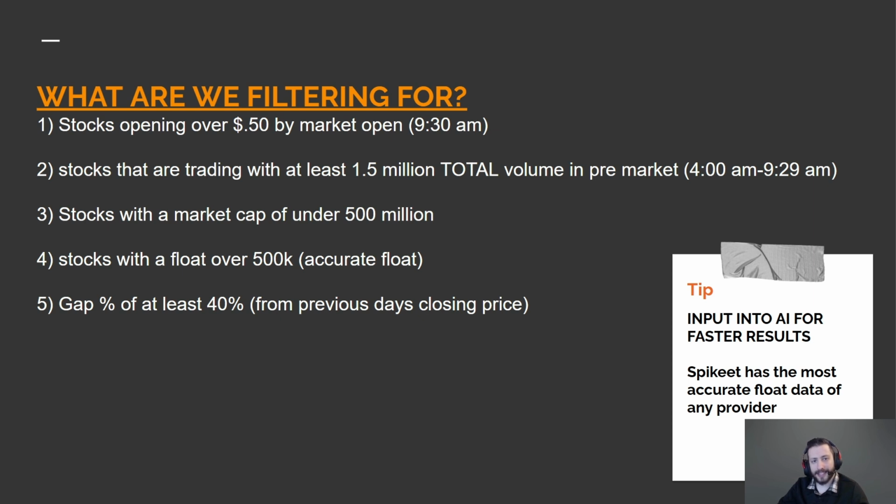Moving on to float, this is probably the most important point here. 99% of the data providers do not provide accurate float data. Spikeet does. This is very important because as you're going back through your backtest, you need to make sure that if you're filtering off a float, that the float is actually correct. Otherwise, all of your metrics are going to be completely incorrect.